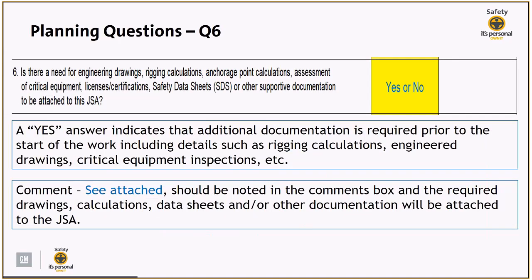Planning question 6 is asking, is there a need for engineering drawings, rigging calculations, anchorage point calculations, assessment of critical equipment, licenses, certification, safety data sheets, or other supportive documentation to be attached to this JSA? If the contractor answered yes, it would indicate to you that additional documentation is required prior to the start of the work, including details such as rigging calculations, engineered drawings, critical equipment inspections, etc. So a comment you may expect to see if they answered yes would be something to the effect of see attached.